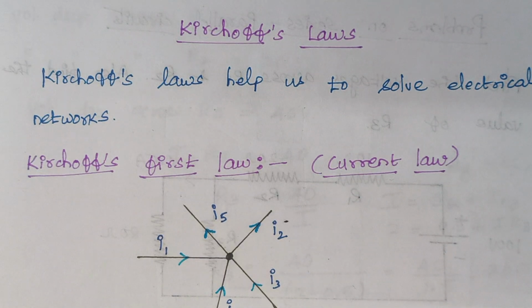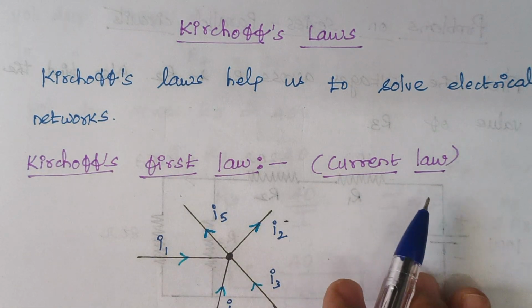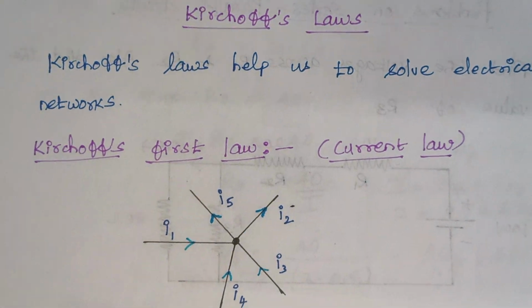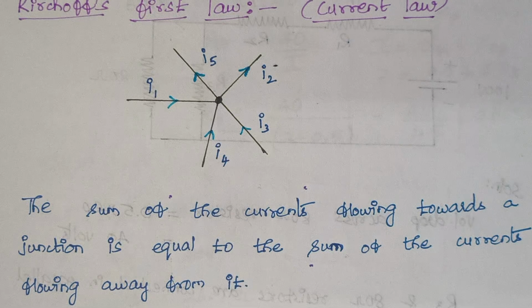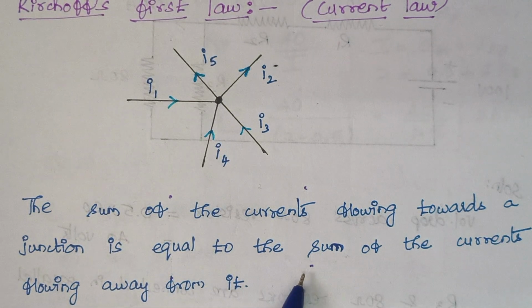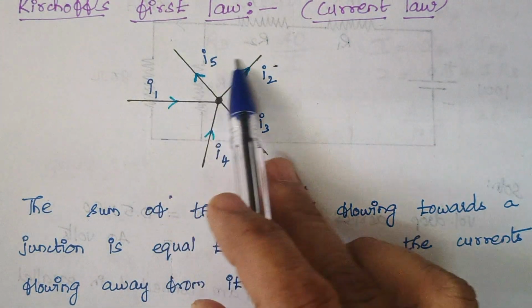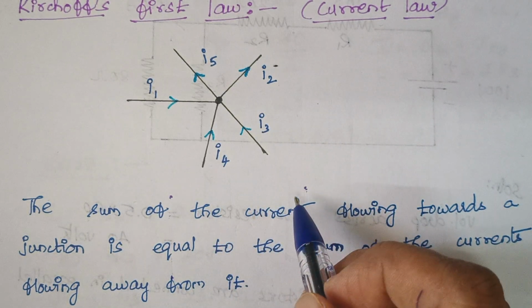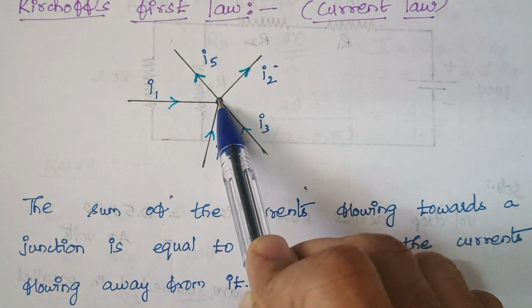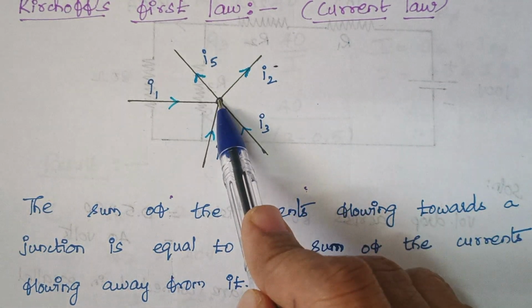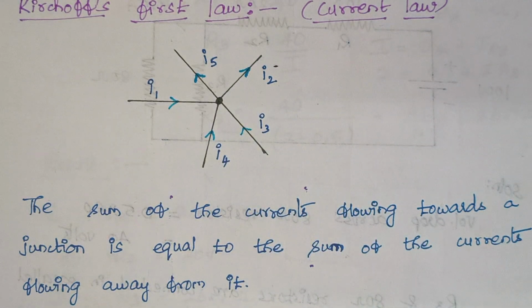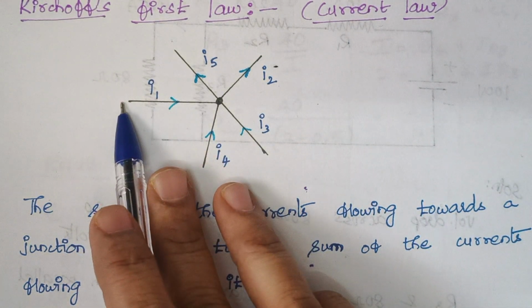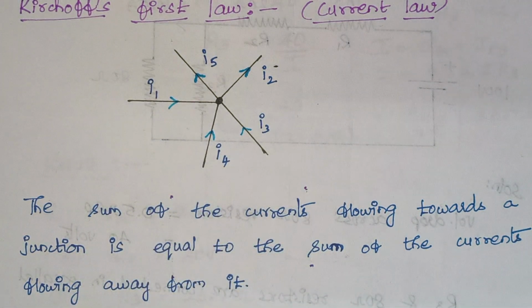First we start our discussion with Kirchoff's first law, or Kirchoff's current law. The statement is: the sum of currents flowing towards a junction is equal to the sum of currents flowing away from it. Here we have five currents named I1, I2, I3, I4 and I5. This is a node, or junction, or a meeting point. The sum of currents flowing towards the junction is equal to the sum of currents flowing away from the junction.